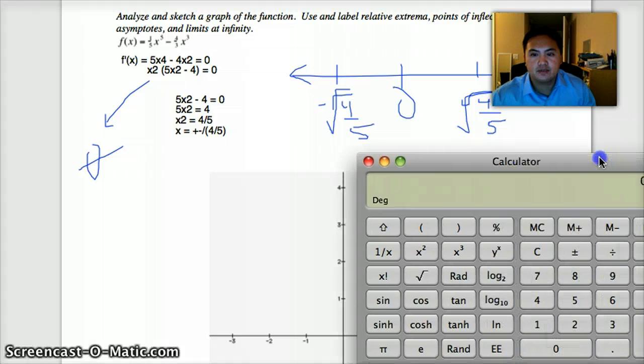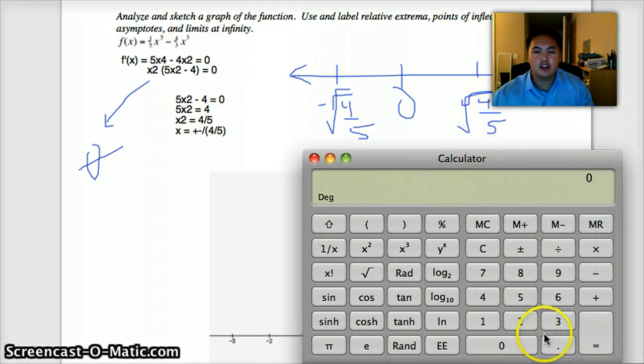Alright. So I don't know what the square root of 4/5 is. I know 4/5 is 0.8, so I put in 0.8 and take the square root of it. I get 0.89, so this is about 0.89.